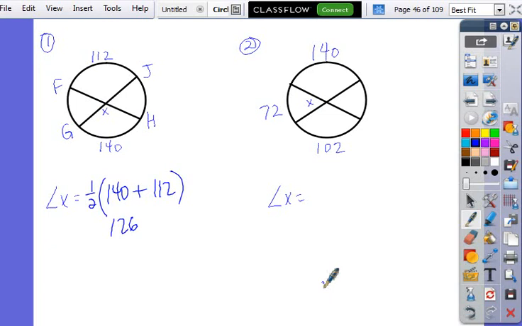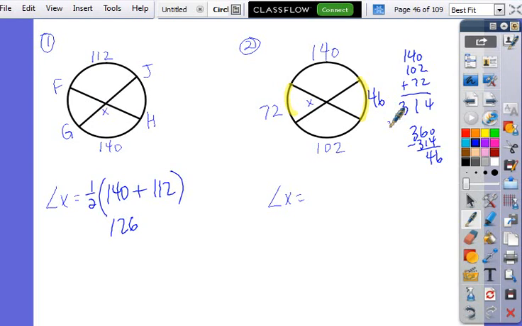If I'm trying to do this problem, which two arcs do I need? The 72, because that's the one across from it, the vertical one across. Well, the problem is I don't have that vertical one. You've got them all up against each other. So the first thing I've got to do is add 140, 102, and 72. That's 314. Then I take that 314 and say 360 minus 314 leaves 46. So this part is 46, but that's still not the answer.